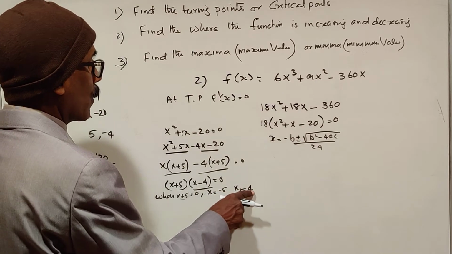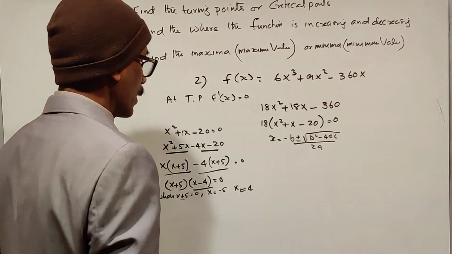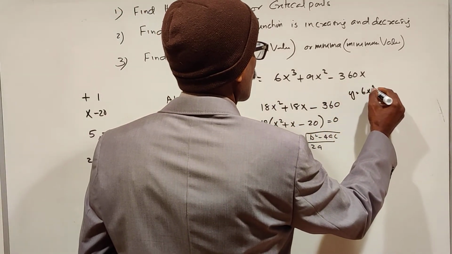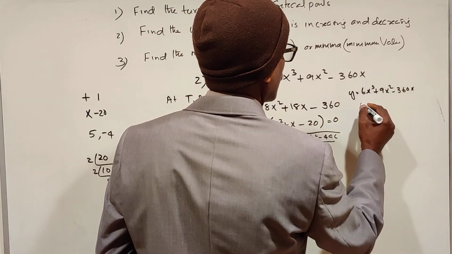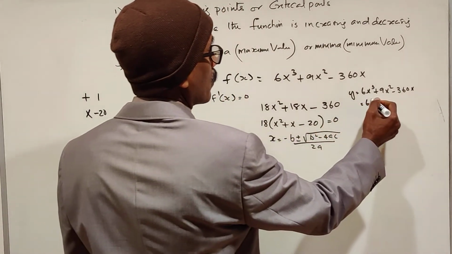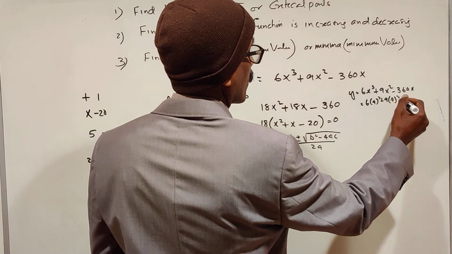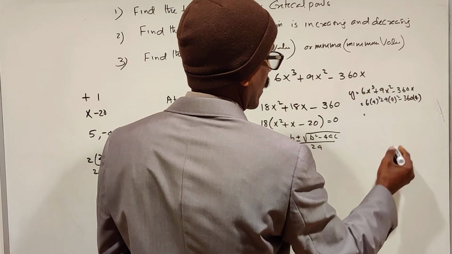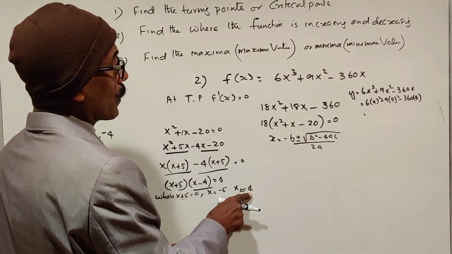When x is equal to 4, we need to find the value of y. So you get the turning point. I am going to find the value of y. y is equal to 6x cube plus 9x square minus 360x. Okay, it's a little difficult. We need to substitute 4 cube plus 9 into 4 square minus 360 into 4. So you get y. x and y is the turning point.